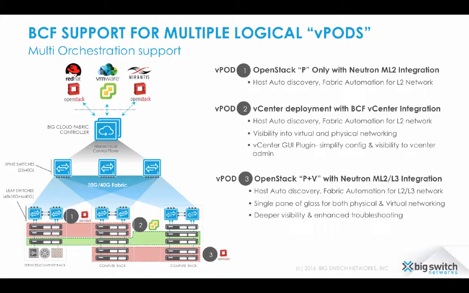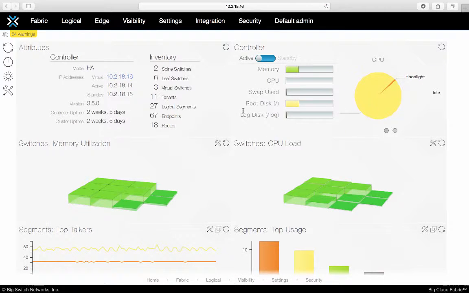The benefits of BCF integration with vCenter or OpenStack P only or P+V integration will not be covered in detail in this demo, as those integration benefits have been covered in detail in prior videos available on bigswitch.com. First, let's look at the Big Cloud Fabric physical topology and host auto discovery for all the compute nodes in all the virtual pods. This is the Big Cloud Fabric controller web interface.